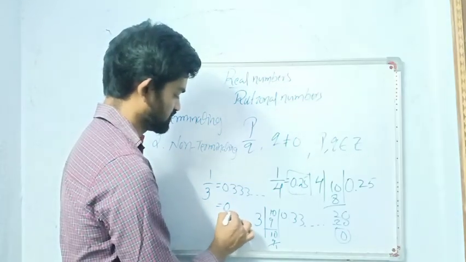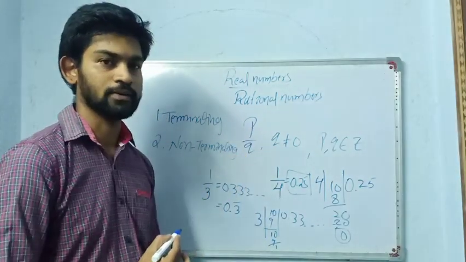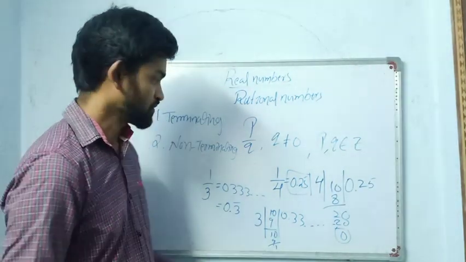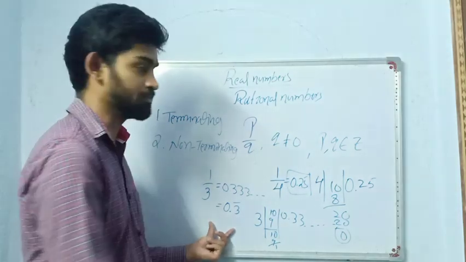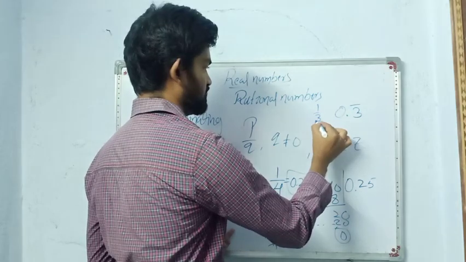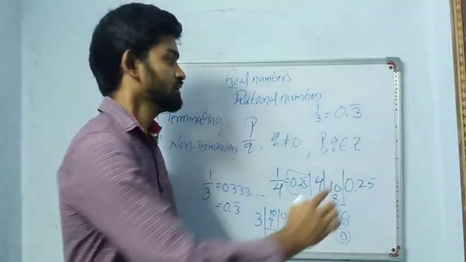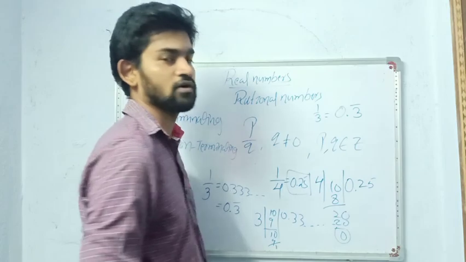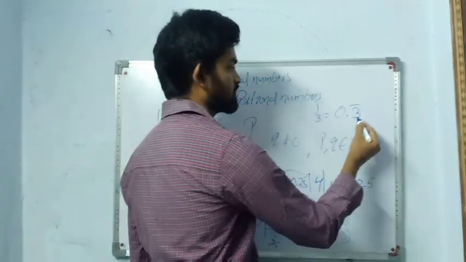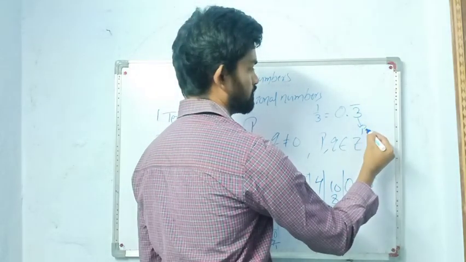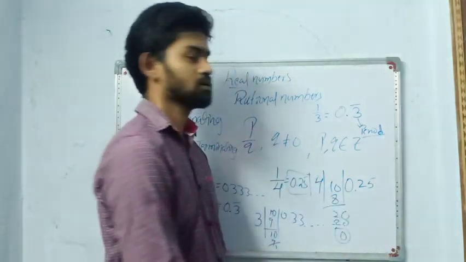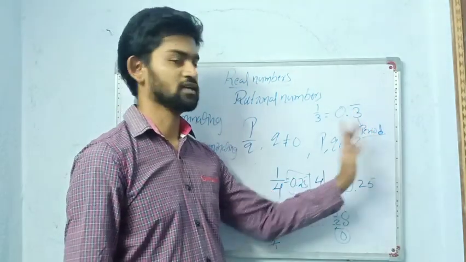Simply you can write 0.3 bar. Bar means it is repeating. So 0.3 bar we got for 1 by 3. Here 3 is called the period. The number which is repeating is called the period. Very important words these are. 3 is repeating, so it is called the period.